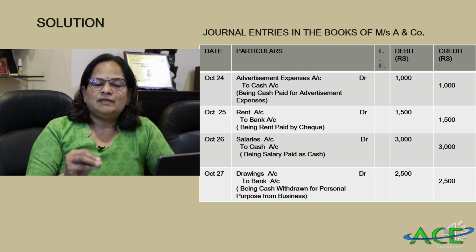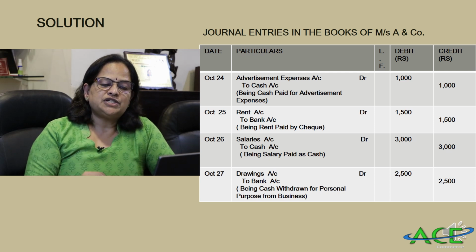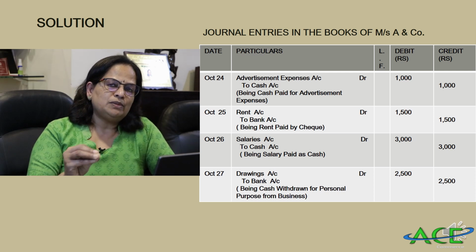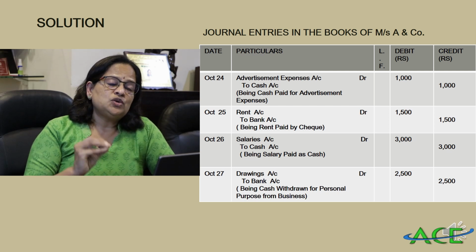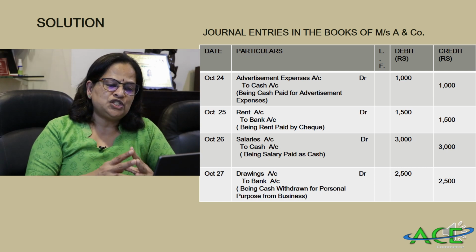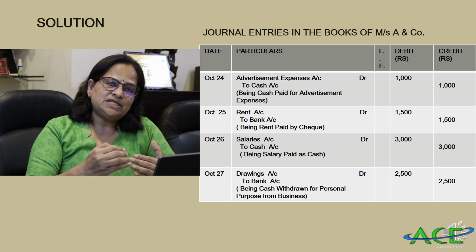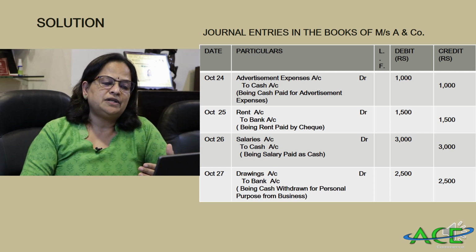Rent account debtor to bank. Rent paid by check 1,500. Salaries account debtor to cash account 3,000. Salary paid for the month in cash. Now the last one is the drawings transaction. When a proprietor is taking money from the business for personal use, it's drawings. Now he's taking money from the bank. So drawings account debited to bank account 2,500.